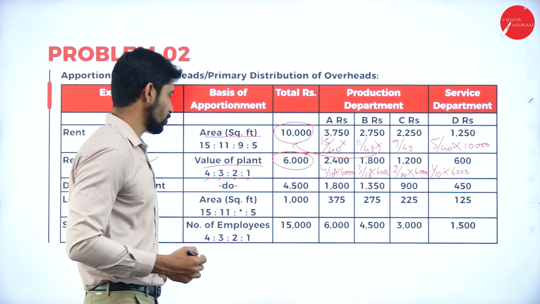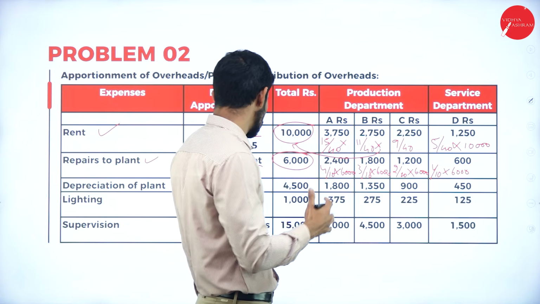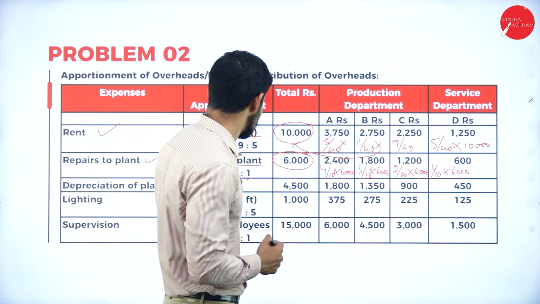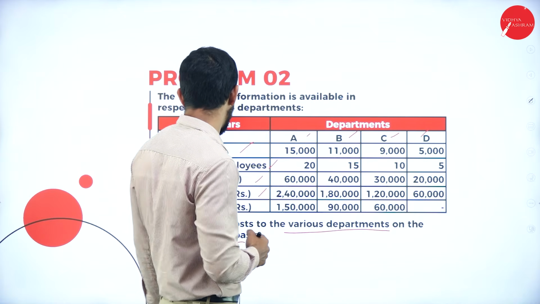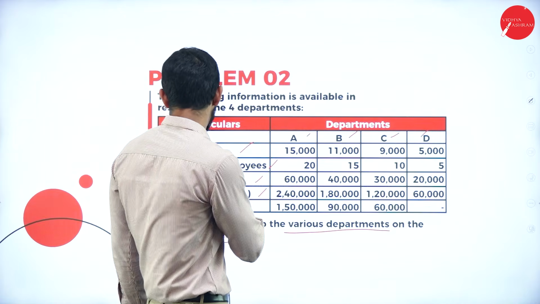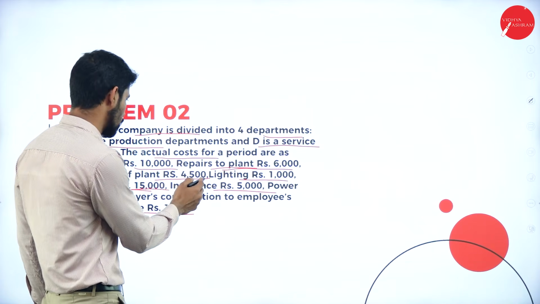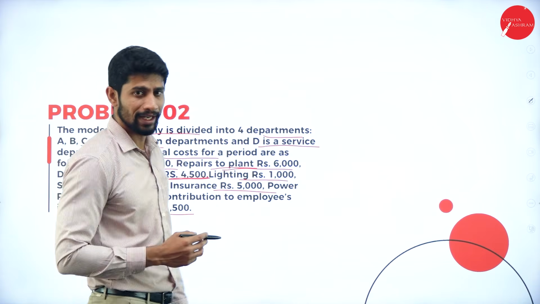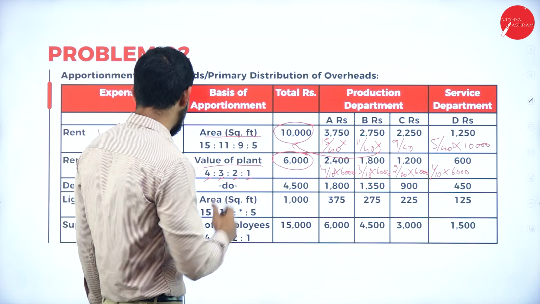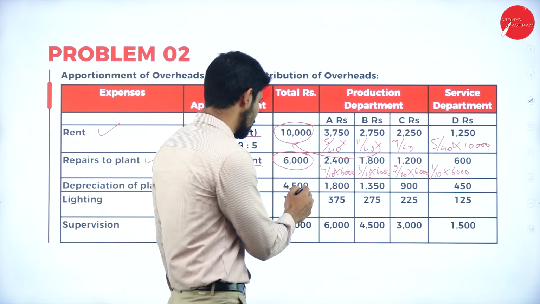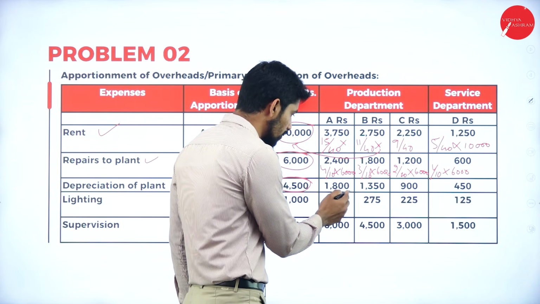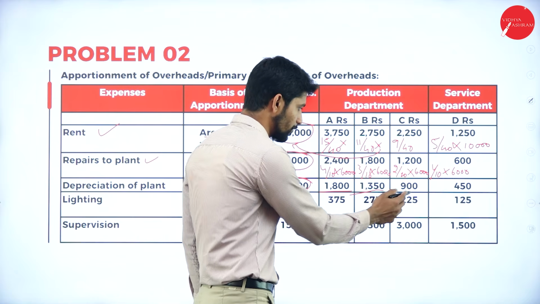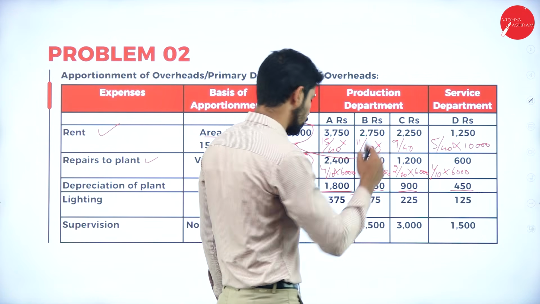Next, depreciation of plant. So depreciation of plant is given how much? You can see in the problem, depreciation of 4,500 is given. Okay. So if you find out the value, you will get 1,800, 1,350, 900 and 450.